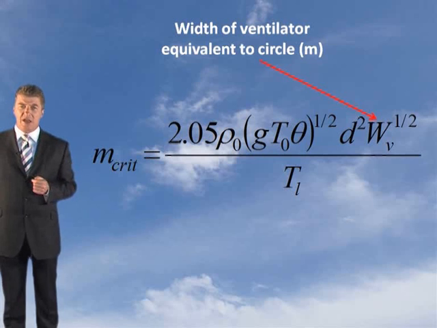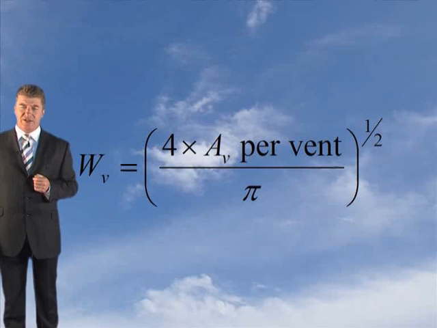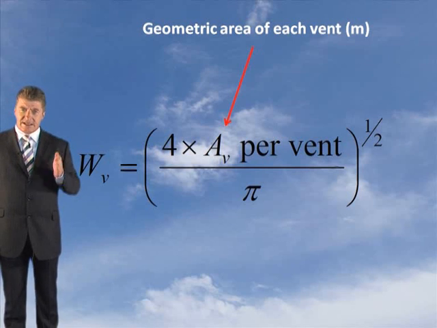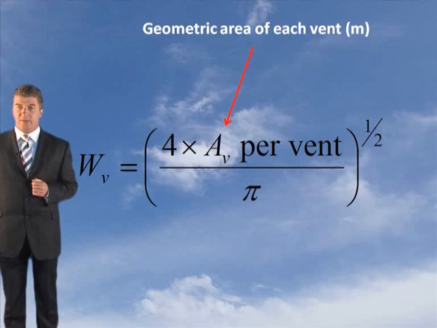Now, you've got to determine Wv, and this is the formula to apply. Wv equals 4 times Av per vent. Now, this is the geometric area, once you've taken into account the efficiency of the ventilator, divided by pi, and the whole lot square rooted. That's what you have to use, this formula.